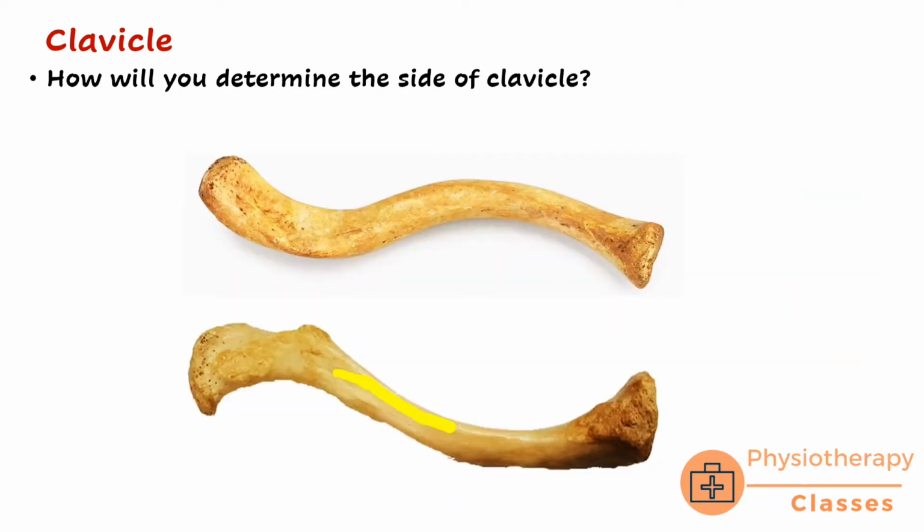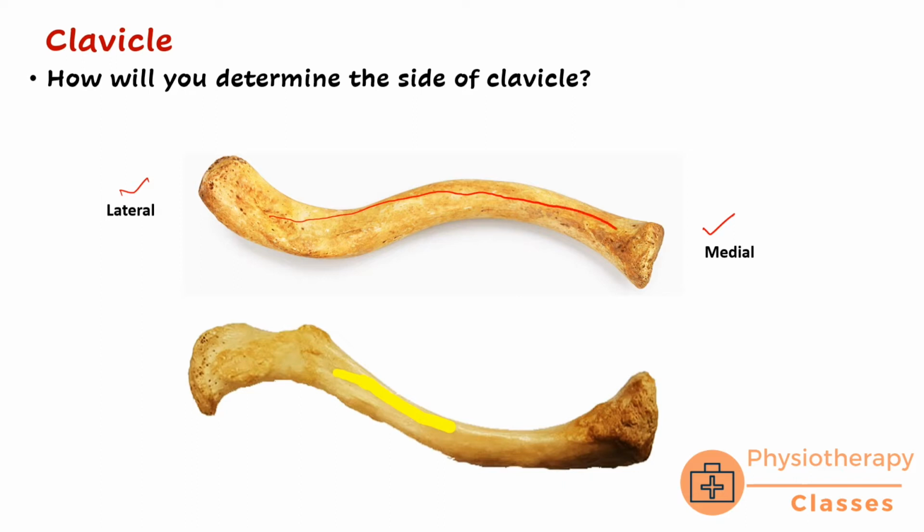Now, how will you determine the side of the clavicle? Once this has been asked, first of all, you must know the basic parts of the clavicle. It has 2 ends, the medial end and the lateral end. Remember all long bones have 2 ends and a shaft. Similarly, the clavicle also has 2 ends. This is the medial end, and this here is the lateral end. In between, this whole thing is the shaft.